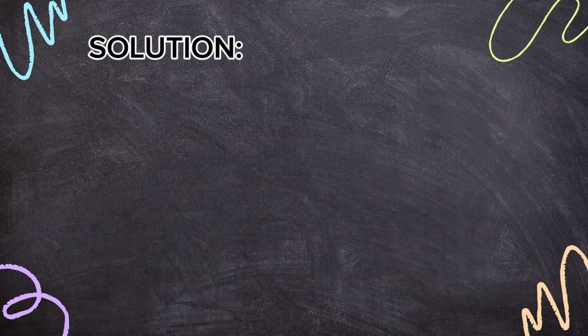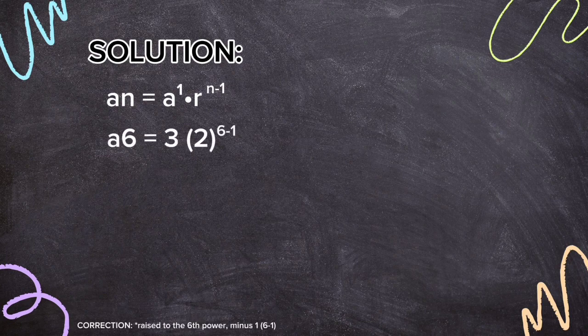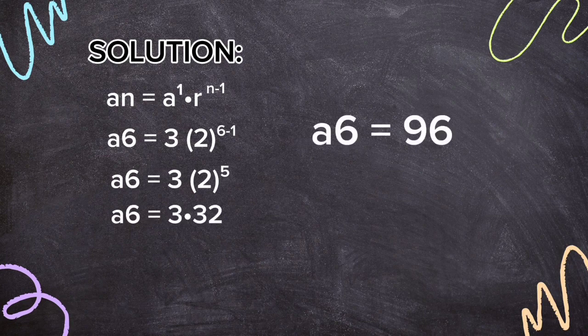So, look at the solution for this sequence. The last term equals the first term multiplied by the common ratio raised to n minus 1. So the sixth term equals 3 times 2 raised to the 6 minus 1, which is 3 times 2 raised to the fifth power, equals 3 times 32. So the sixth term of this sequence is 96.